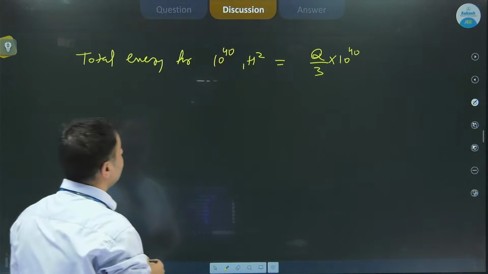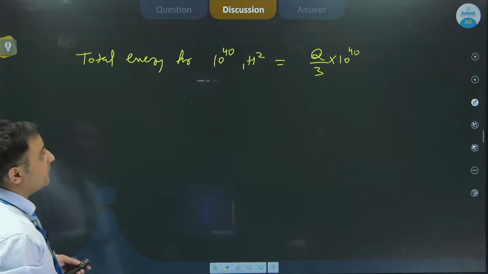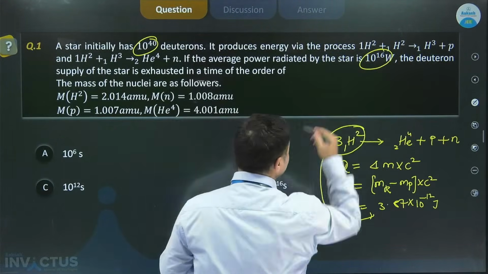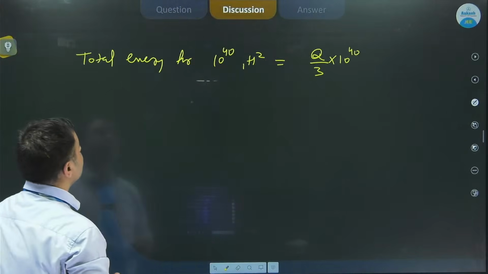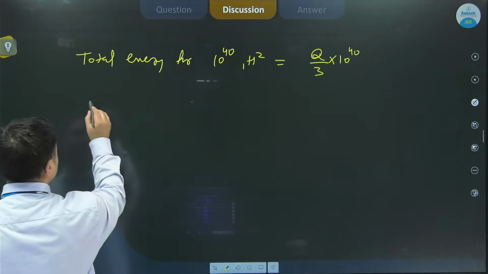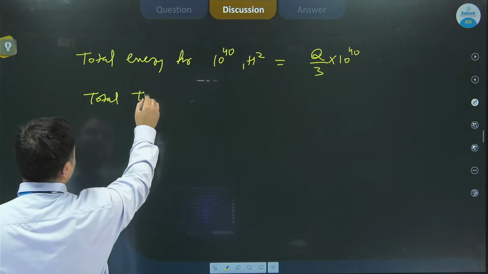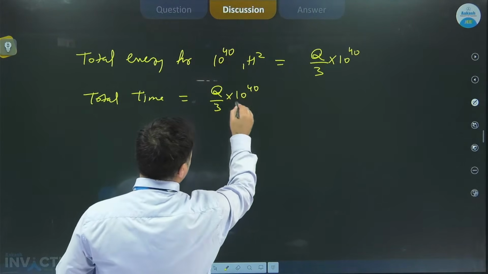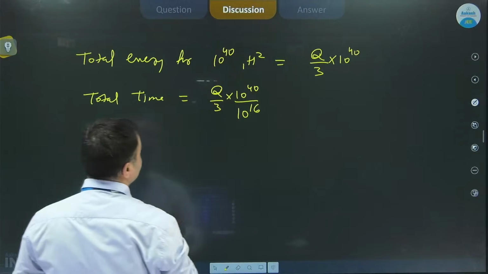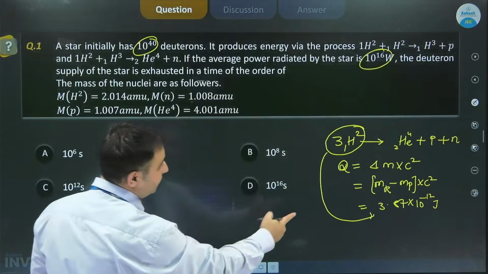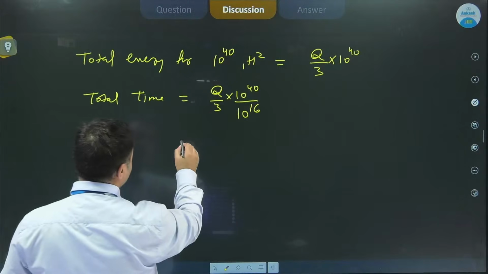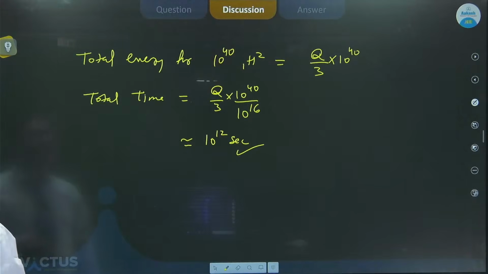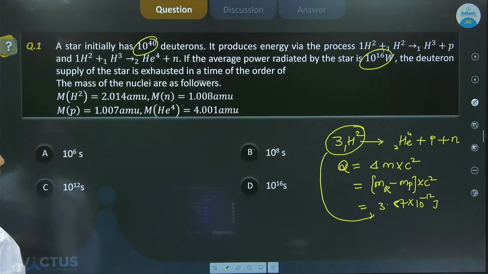Now when 10⁻⁴⁰ deuterons are consumed, this much energy will be released. The rate of radiation is given in the question: if the average power radiated by the star is 10⁻¹⁶, energy is released at this rate. So the total time taken to release the total energy is Q by 3 into 10⁻⁴⁰, and the rate is 10⁻¹⁶. On putting the value of Q, which we calculated here, this comes out to be of the order of 10⁻¹² seconds. So this is the order of time to consume all the deuterons.